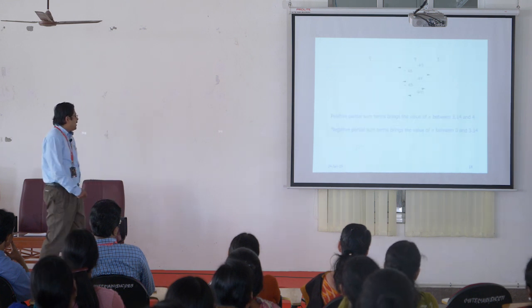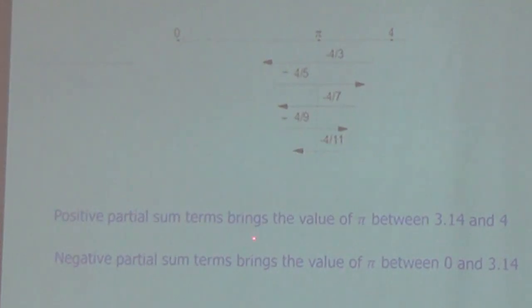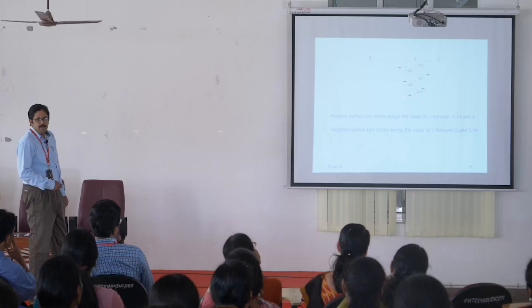So we can see here again the positive partial sum terms which are recommended bring the value between 3.14 and 4. For example, you can see the first value 4:5. That brings the value between pi and 4. The negative partial sum terms bring the value between 0 and 3.14. That is this value. If you add minus 4 by 7, this value will go between 0 and pi.